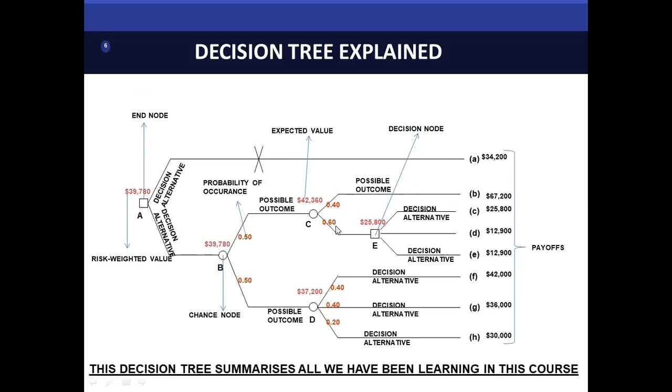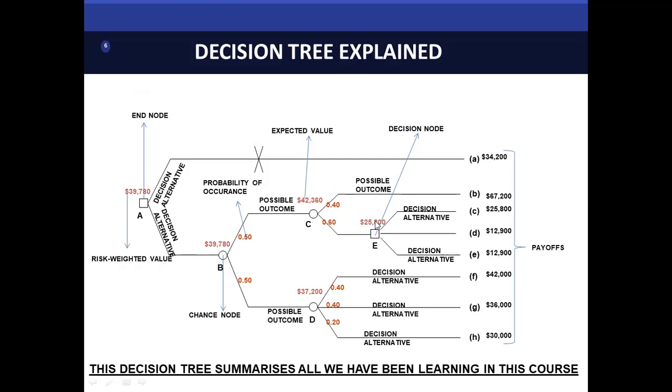Now, there's a 60% probability of this occurring, which is the risk and the feelings factored in, and there's a 40% chance here. So those risks, those feelings must be factored into the monetary value to have the final value. So we have a risk-weighted value, which is a value that has factored in the probabilities of occurrence. This 42,360 USD is arrived at by doing 67,200 USD times 0.40 plus 25,800 USD times 0.60. By the time you sum the two multiplications, you have 42,360 USD.